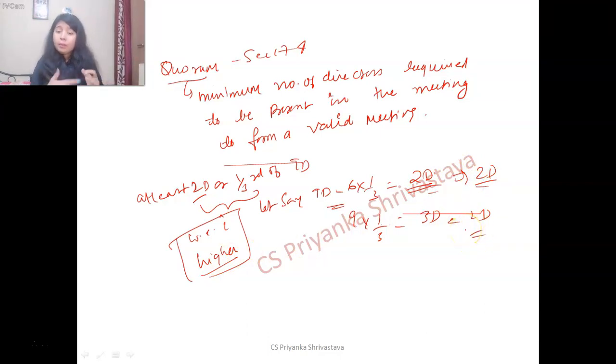If fewer than 2 directors come, then the meeting cannot happen. It needs to be adjourned, that is, postponed to the next date, which we are going to understand later. Okay, but right now, just for understanding this procedure, quorum means the minimum number of directors required to be present in the meeting, and if they are not present in the meeting physically, then the meeting could not be held.